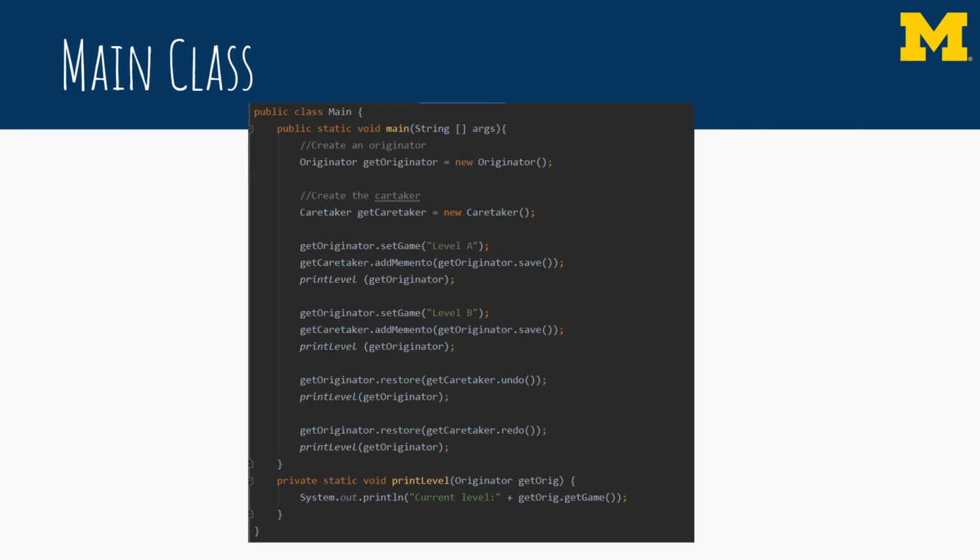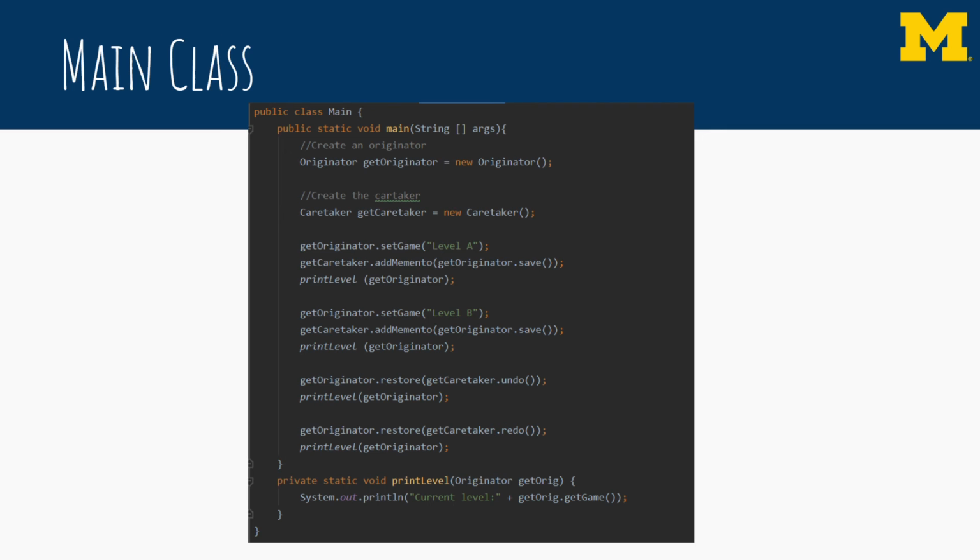Then we have our main class. In this class, what we're doing is creating an originator and a caretaker. So we create the originator, getOriginator is assigned a new Originator, and same thing for the caretaker. And then this is just a little test: the originator sets the game to level A, prints getOriginator, and then the originator sets the game to level B, getCaretaker will add the memento and save it, and then we'll print the level. Then after these, we'll have the undo and redo. So I will show you later.